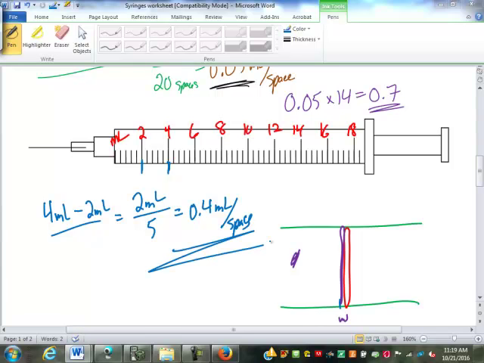Okay, it's about time to take our break, so let's go ahead and do that. We're at about 11:19. Let's come back about 11:29.